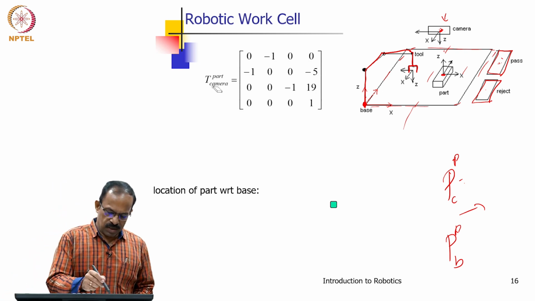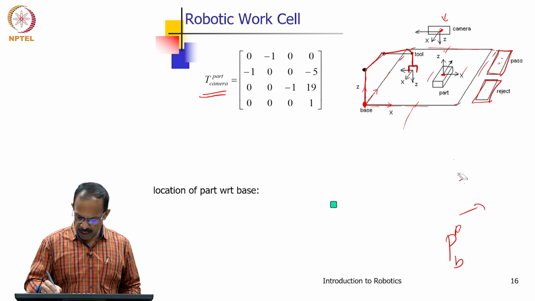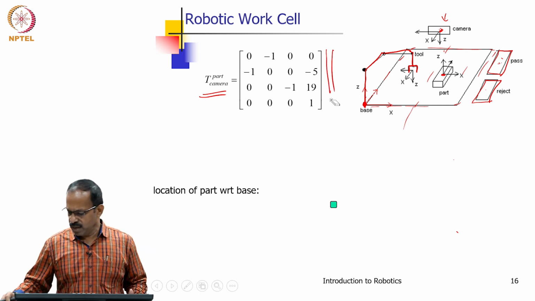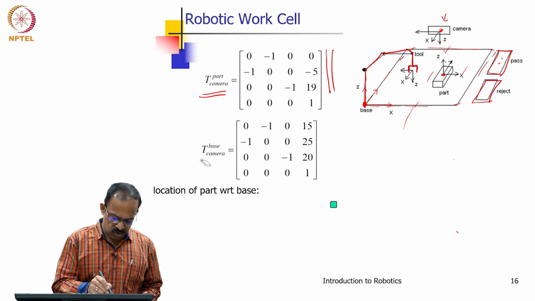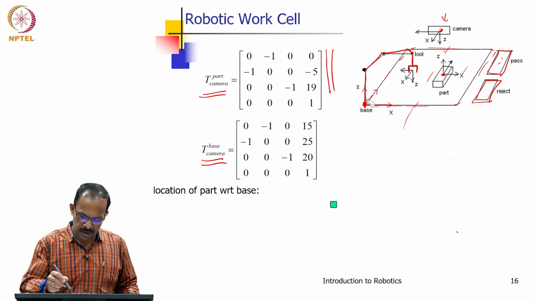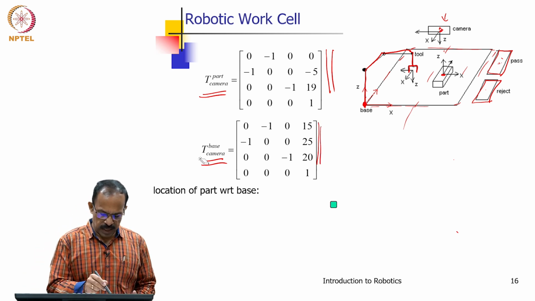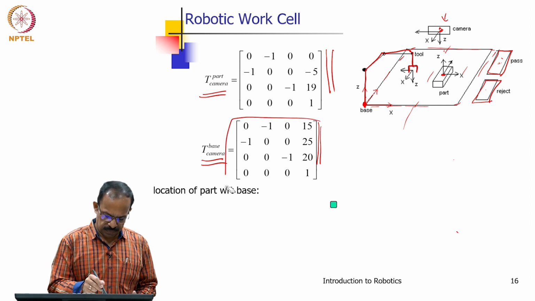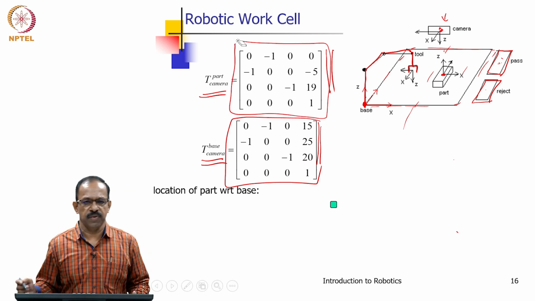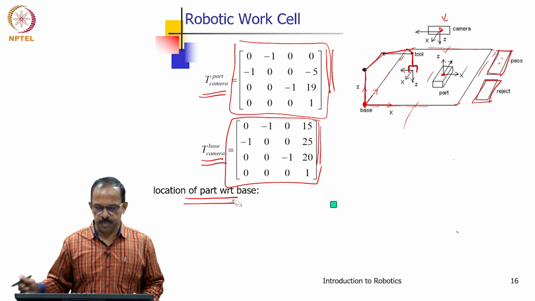So, assume that T part to camera is known. Then we need to know the base to camera, that is, the position of the camera with respect to the base, because the camera is in a fixed position. So, we will get T base to camera as this one, and T part to camera is obtained from the camera image frame. Now, using these two we need to find the location of the part with respect to the base.